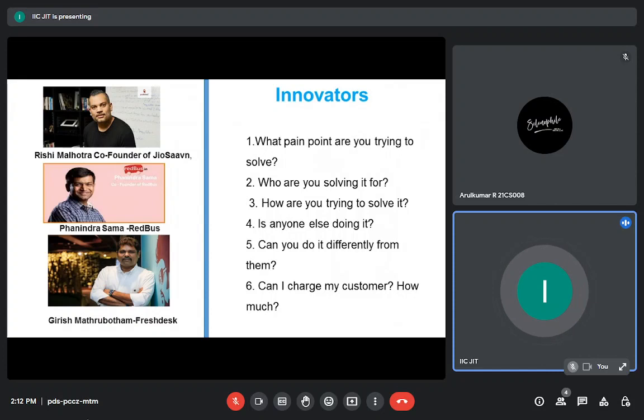He formulated JioSaavn. During that time, the company name was Saavn. It is a web-based platform. Now it has been purchased by Jio. Okay, this is a type of company.